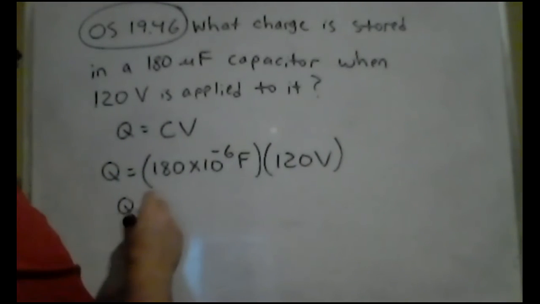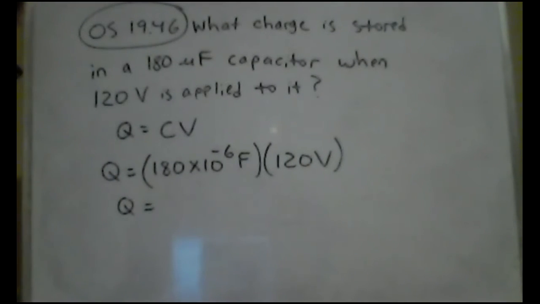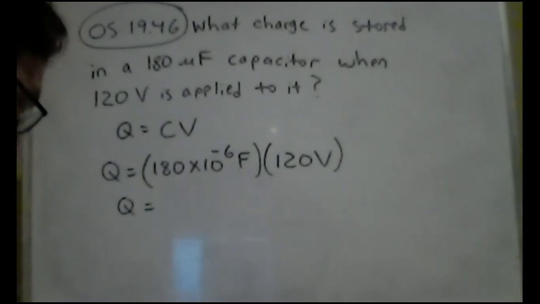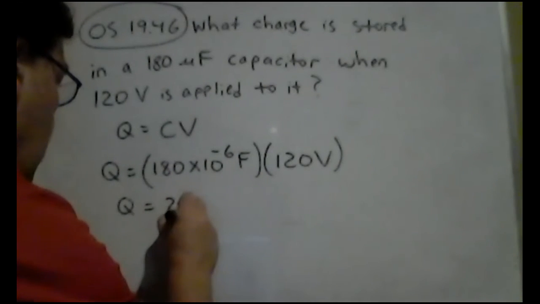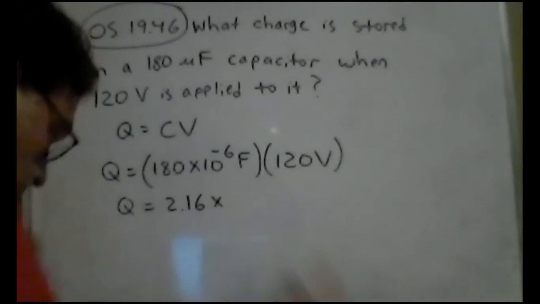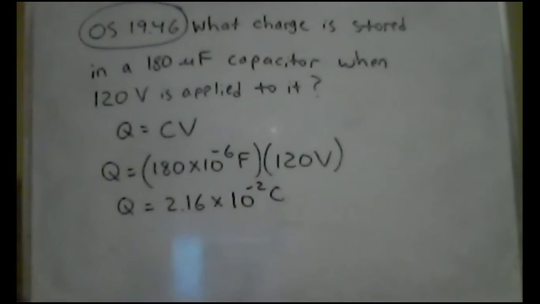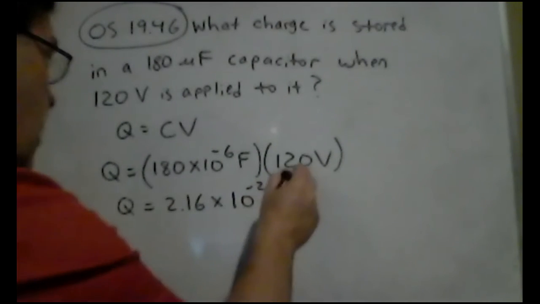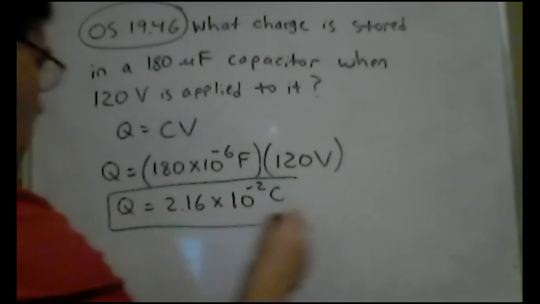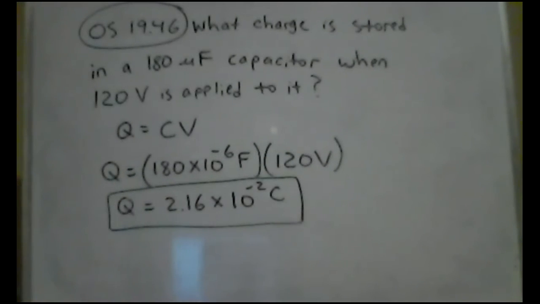So the charge stored on the capacitor with that capacitance and that potential difference will be 2.16 times 10 to the negative 2 coulombs. There you go. All right. Next problem.